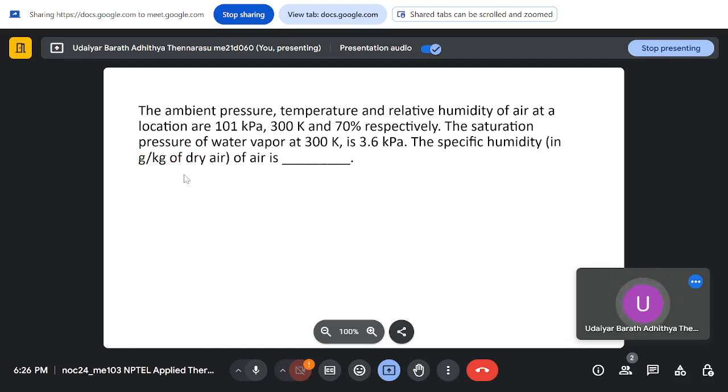The next question is: the ambient pressure, temperature and relative humidity of air at a location are 101 kilopascal, 300 Kelvin and 70% respectively. The saturation pressure of water vapor at 300 Kelvin is 3.6 kilopascal.